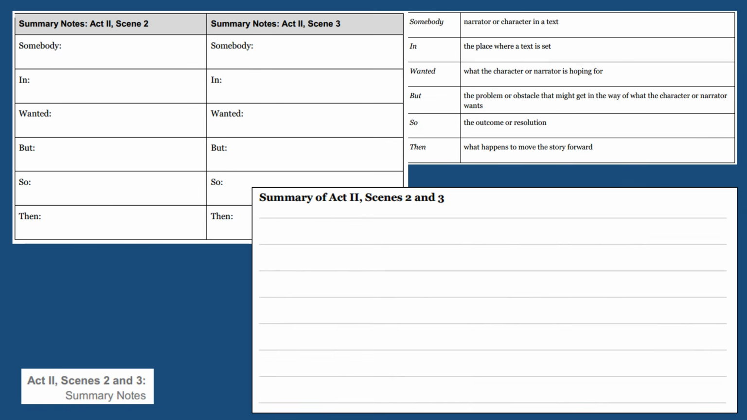On page 12 of your workbook, you will find the summary notes for Act 2, Scene 2, and Scene 3. You'll fill out this organizer with the somebody in, wanted, but, so, then format, and then you will write a summary of Act 2, Scenes 2 and 3 in the space provided on page 12. That is your assignment for homework for Lesson 5, and in Lesson 6 you're going back to this information and revising the information.